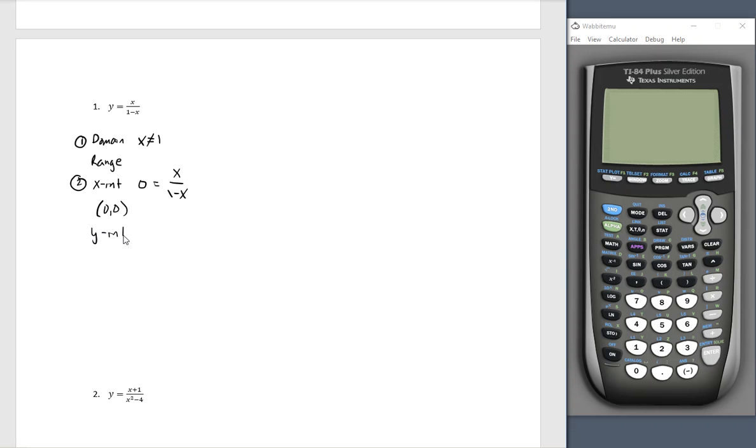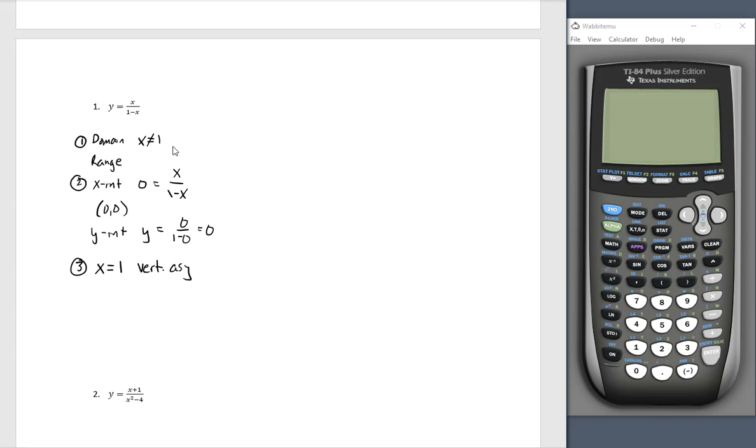My y-intercept happens to be 0 over 1 minus 0, which is also 0. So the x and y intercept is exactly the same. There's only one, and it happens to be at the origin. Okay, so number 3, asymptotes. We happen to know that x equals 1 is a vertical asymptote.